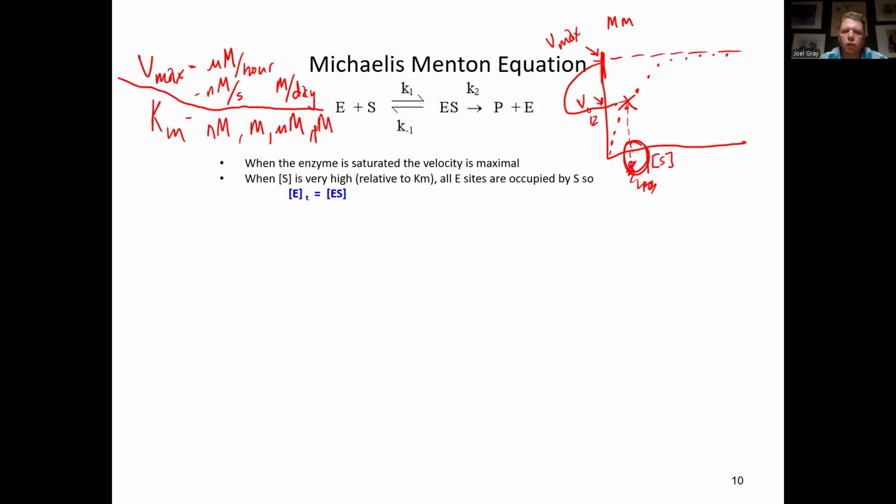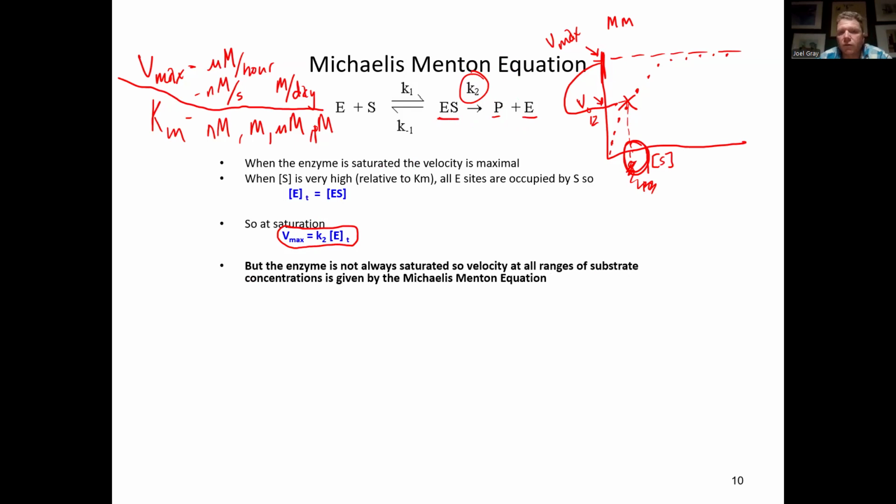Now, let's get back to the show with the Michaelis-Menten equation. When we saturated our enzyme with our substrate, we effectively are looking at the maximum velocity of our reaction as being equal to this rate constant, K sub 2, which is the rate constant that takes our enzyme substrate complex to our product plus our free enzyme. The enzyme is not always saturated, so velocity at all ranges of substrate concentrations is given by the Michaelis-Menten equation.